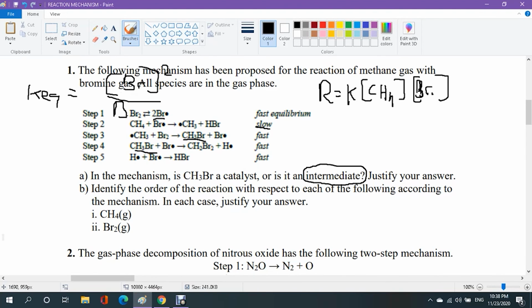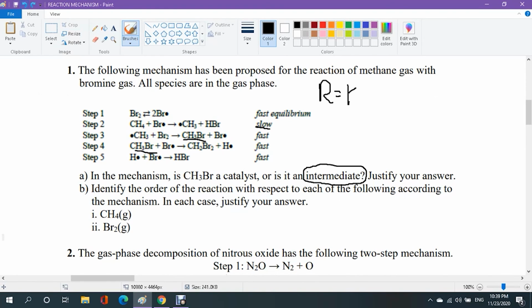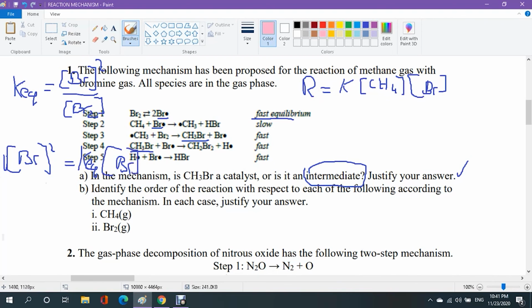Wait. Whoever is editing this, let me just restart the whole thing. I have to use a different color. Oh, this pink is visible. Okay, blue is visible. So if Br squared is equal to K equilibrium times Br, then we can radical both sides. Wait, one second. Oh, I have to restart the question.